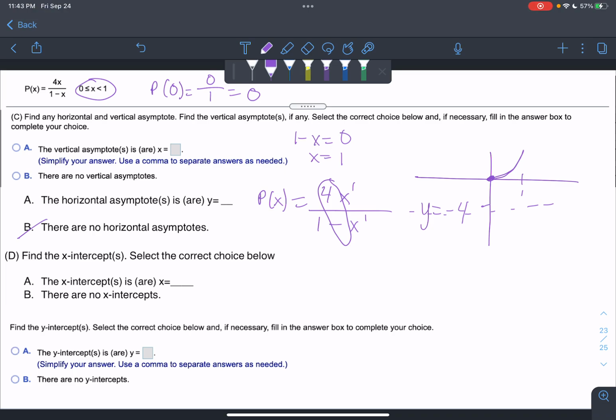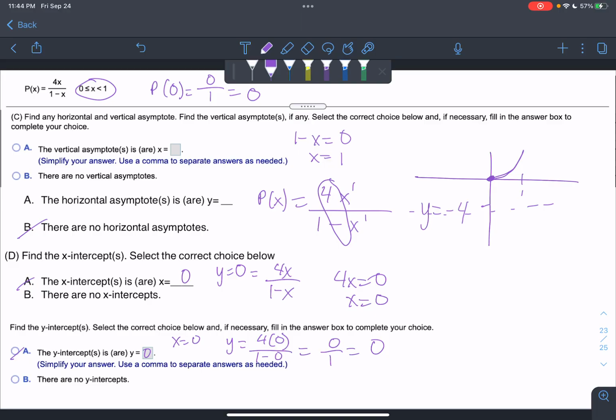So let's find the x-intercepts. This is when y is equal to 0. So this is 4x over 1 minus x. Note this is when 4x equals 0, or when x equals 0. All right, and then for the y-intercept, that's when my x equals 0. So I'm going to plug in a 0 wherever I see x in my function, and I get 0 over 1, which is 0. And that kind of makes sense, given that we know that we go through the origin.